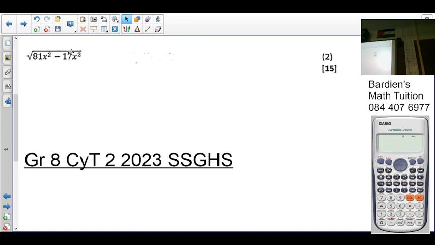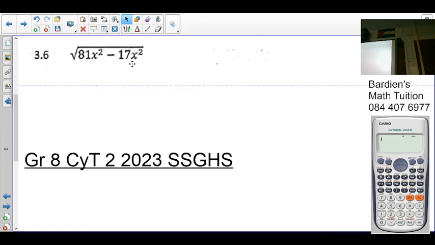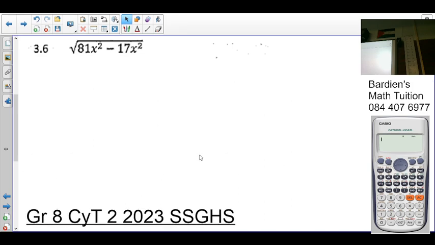3.6. So can we take the square root if it's minus or plus between the terms? No. We must simplify it first, or it must be one term under the root. So if you didn't know that, make a note: to apply the square root, it must be one term under the square root.